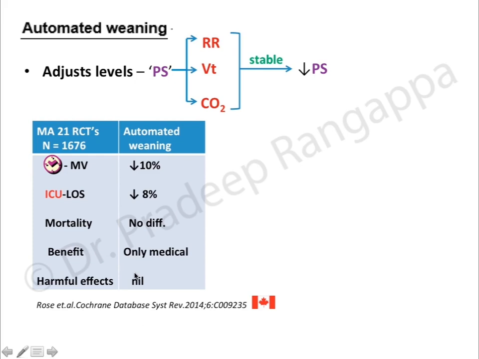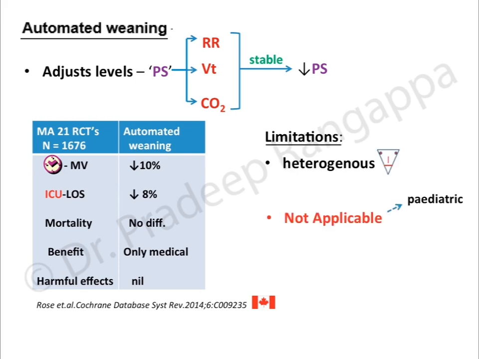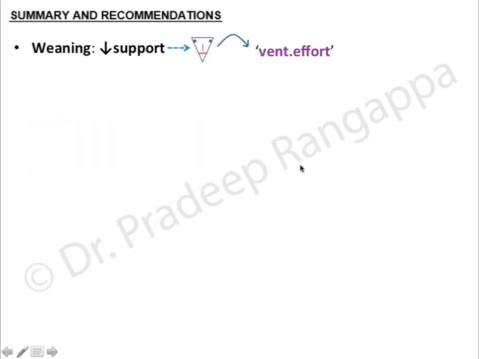So which means, if you are using a ventilator with automated weaning, like adaptive support ventilation or any of those weaning modes, you could utilize it, because it does not need any human intervention to initiate weaning. The ventilator automatically senses your respiratory rate, tidal volume and carbon dioxide, and starts reducing the pressure support. But the limitation of this study was that it had a heterogeneous group of patients, and we don't know whether it is applicable to pediatrics, or whether this automated weaning process would help if CO2 is more than 60.